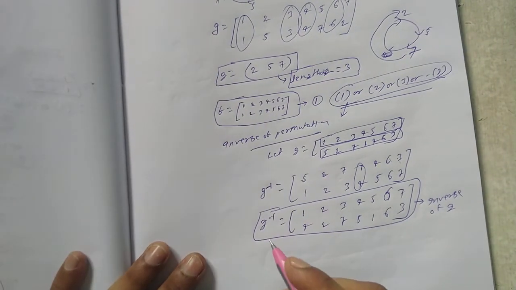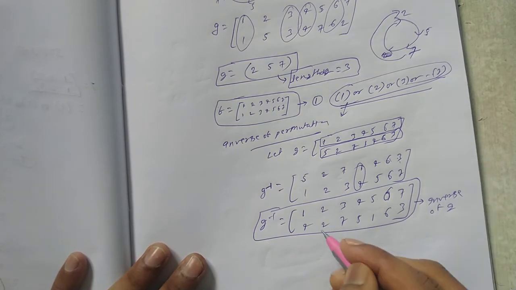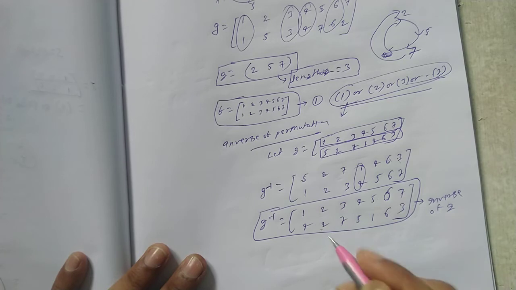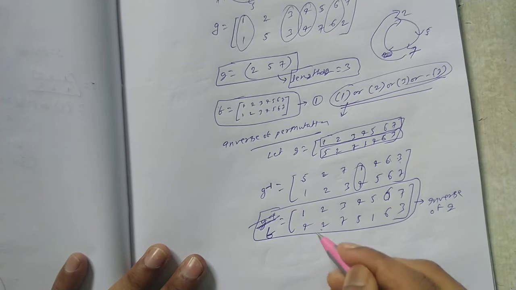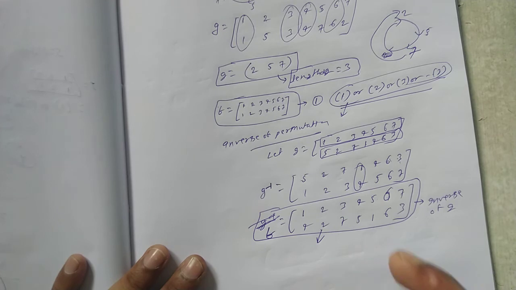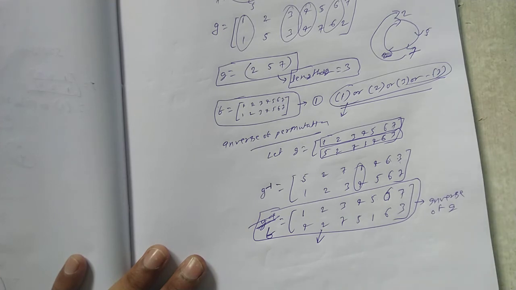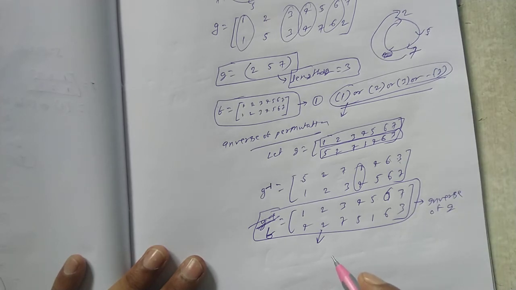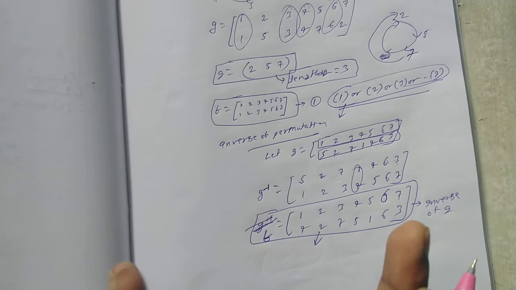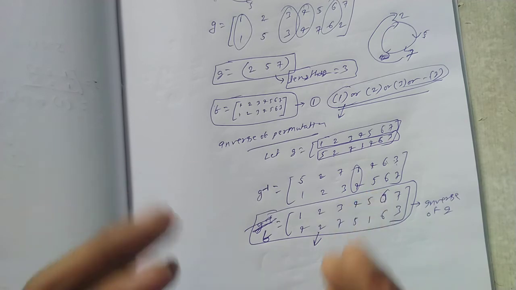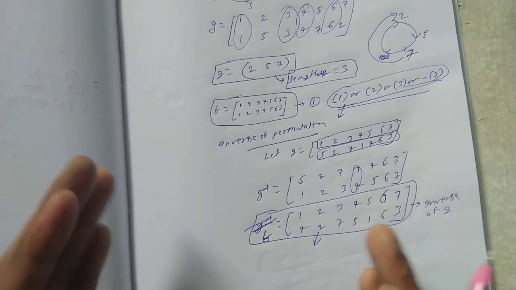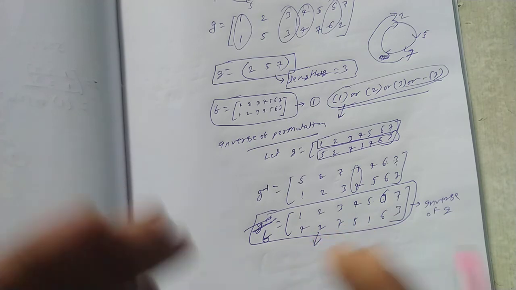Now we can also express a permutation as a disjoint cycle. Let's take this permutation. What is a disjoint cycle? A disjoint cycle is a product of cycles in which there will be no common element.